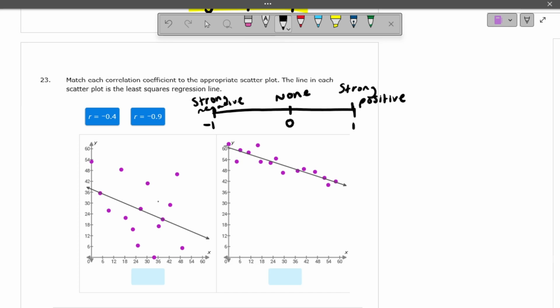So let's see, this one is more scattered about. Which one is closer to 0? That is going to be our negative 0.4. So R is equal to negative 0.4, which means this one, the tighter one, is R equal to negative 0.9. So the closer it is to 0, the more scattered apart, and the closer it is to -1 or +1, the closer together, the stronger that correlation coefficient will be.